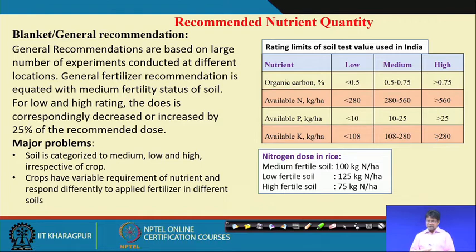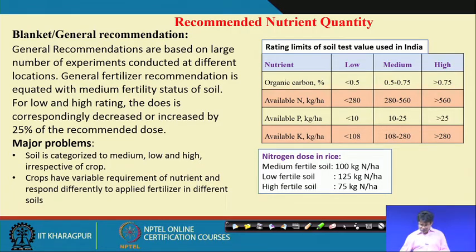So, based on the soil fertility status, the general recommendation is given, and if the soil fertility status is low or high, the fertilizer level is either increased or decreased by 25%. For example, for the nitrogen dose of rice, the general recommendation for medium fertile soil is around 100 kg nitrogen per hectare, especially for transplanted rice.